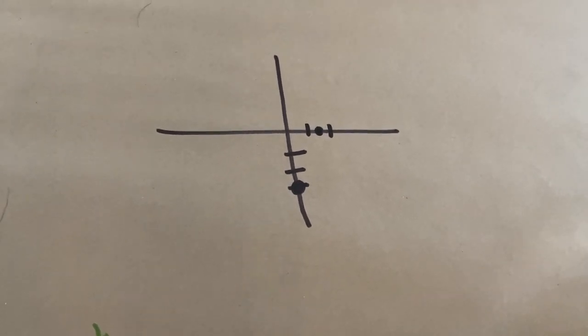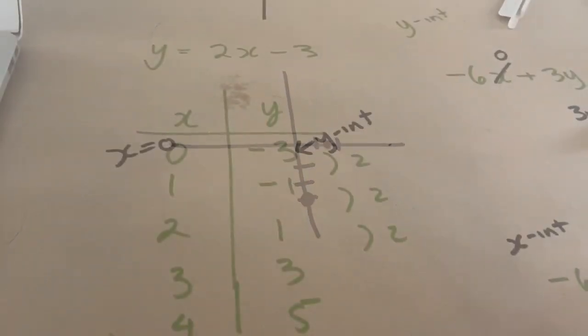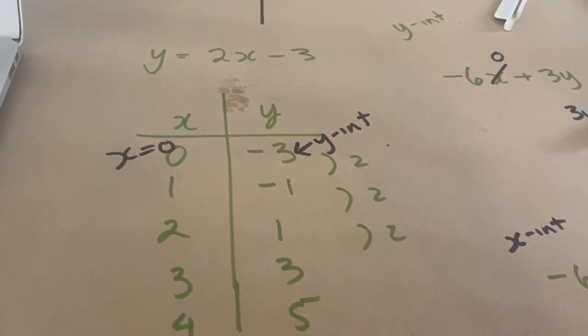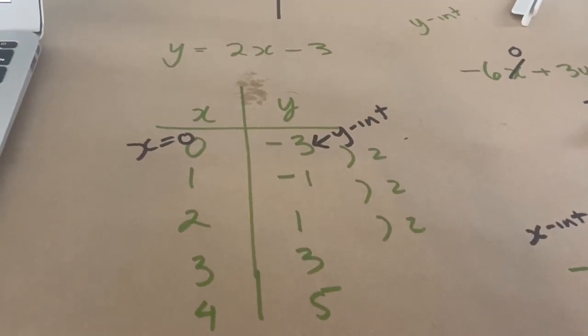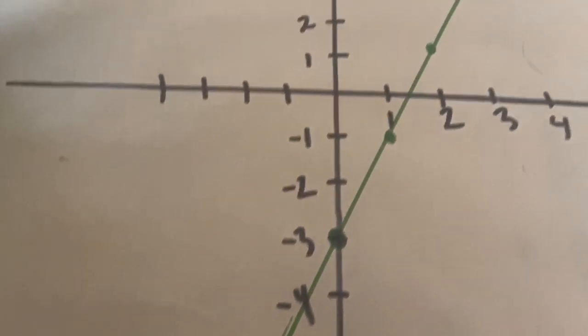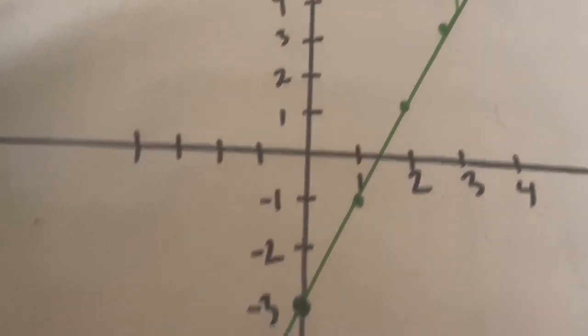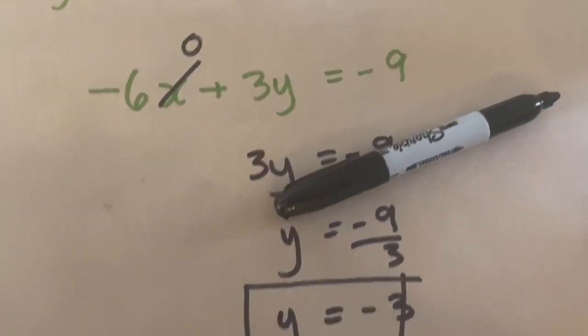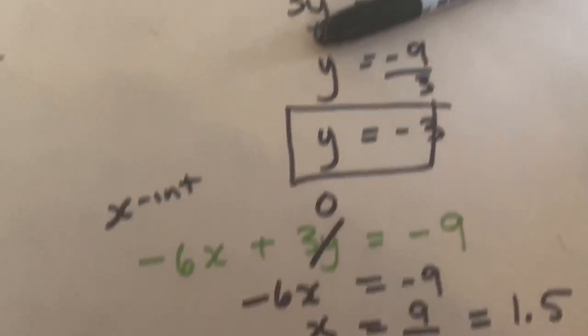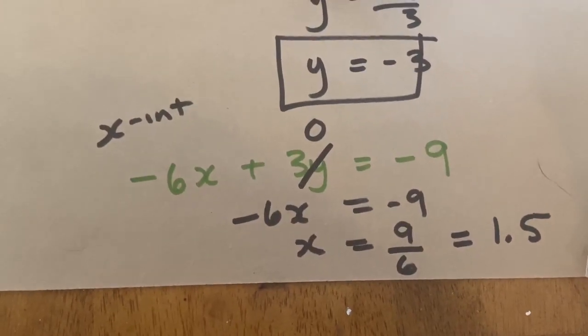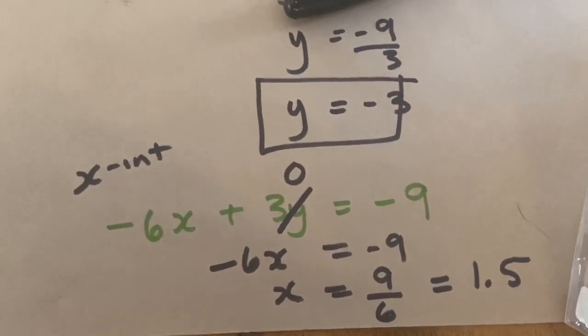Now, let's graph both on the same grid, and let's see what happens. The first thing I did was I graphed y is equal to 2x minus 3. It starts at minus 3, and then I followed the table of values and plotted all the points. Now I want to graph the second equation where I know the y-intercept is minus 3 and the x-intercept is 1.5. Let's see what happens. Something interesting is going to happen.